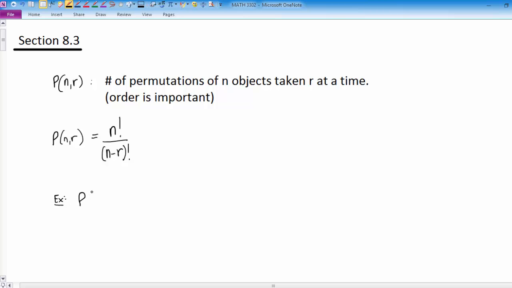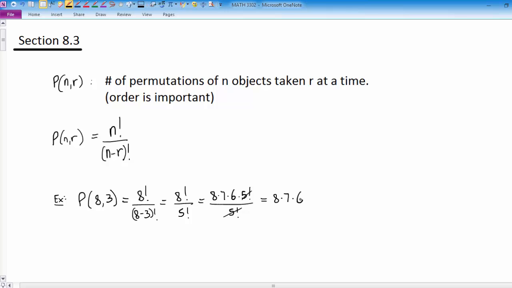Suppose we want to find the number of permutations of 8 objects taking 3 at a time. So this will be given by 8 factorial divided by 8 minus 3 factorial. Now this can be written as 8 times 7 times 6 times 5 factorial divided by 5 factorial. Those cancel out. And this is 8 times 7 times 6. And that is 336.